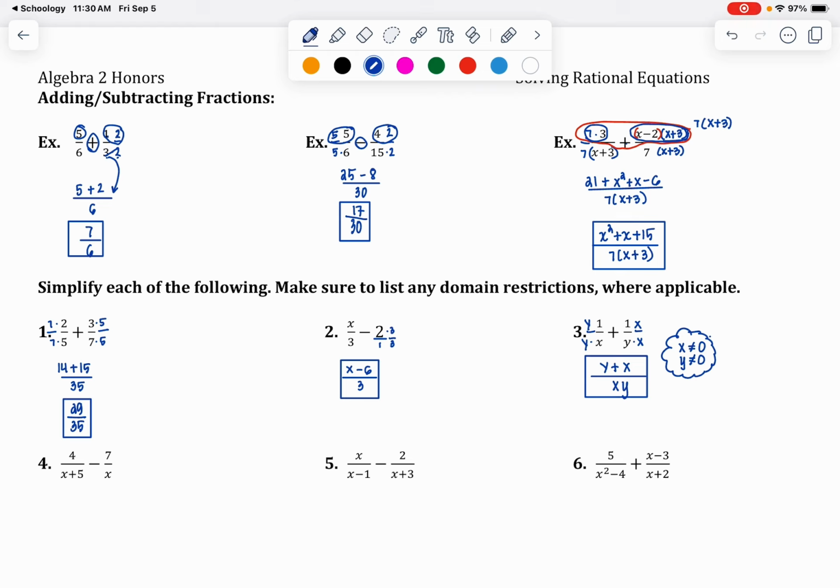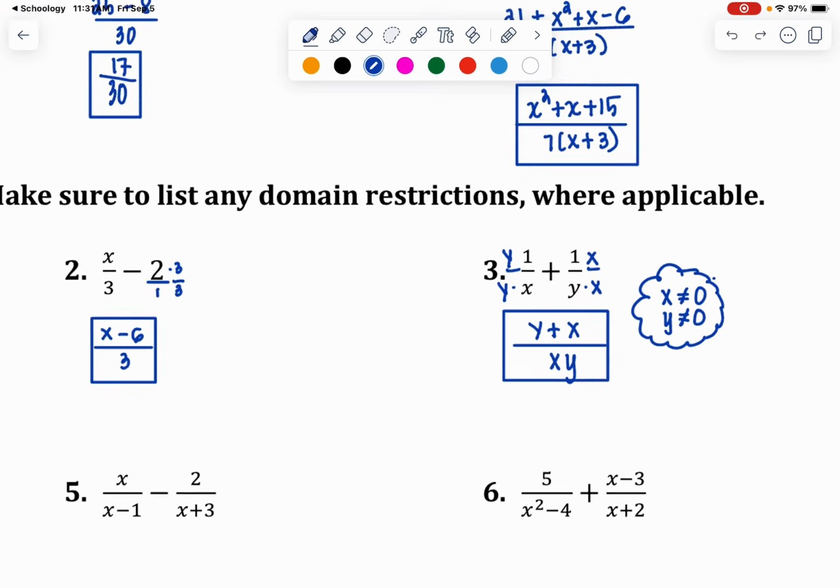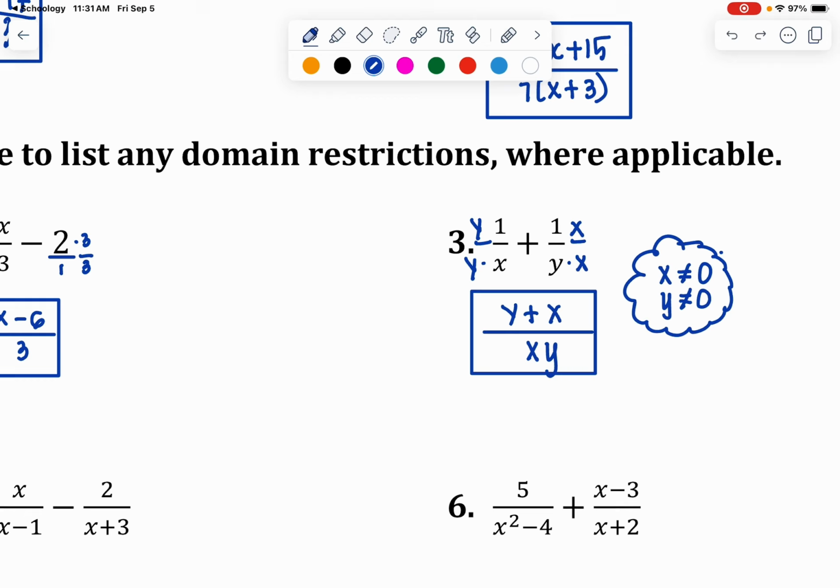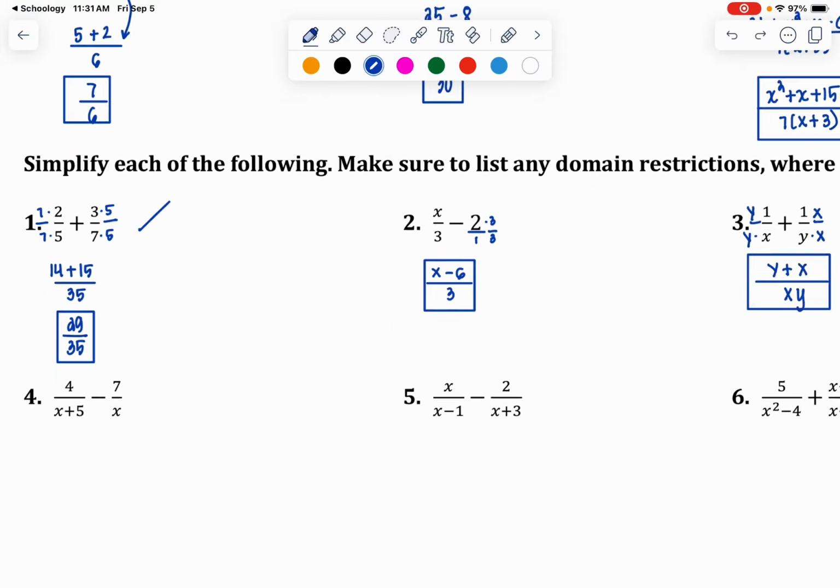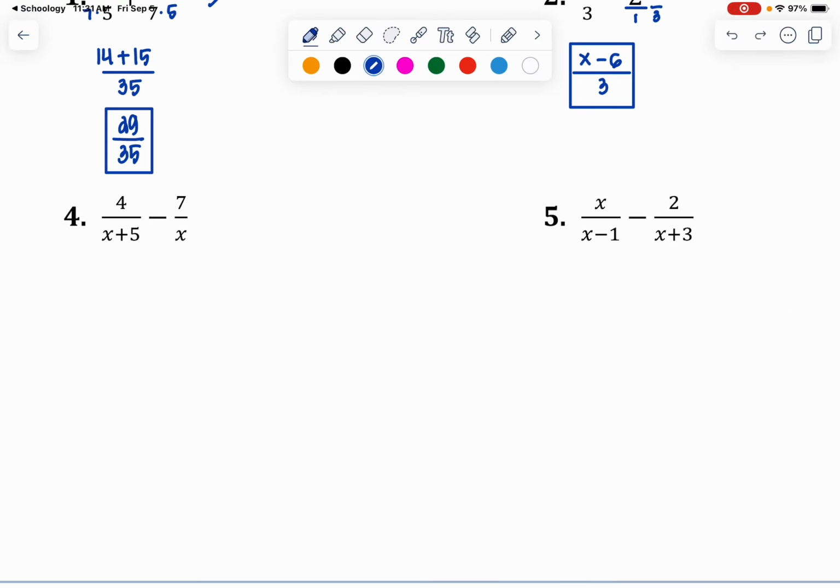Remember what a domain restriction looks like when we have a fraction. We know that we can't divide by 0. So any variable value that would make the denominator 0 is not going to be something that we want to work with. If you look at this problem, there's no x's in it, let alone x's in the denominator. This one has an x in it, but it's not in the denominator, so there's not going to be any restrictions. This has an x and a y in the denominator. So I said x can't be 0 and y can't be 0 because if they were, you would get a 0 in the denominator. All right, let's go ahead and try the next 3 here.